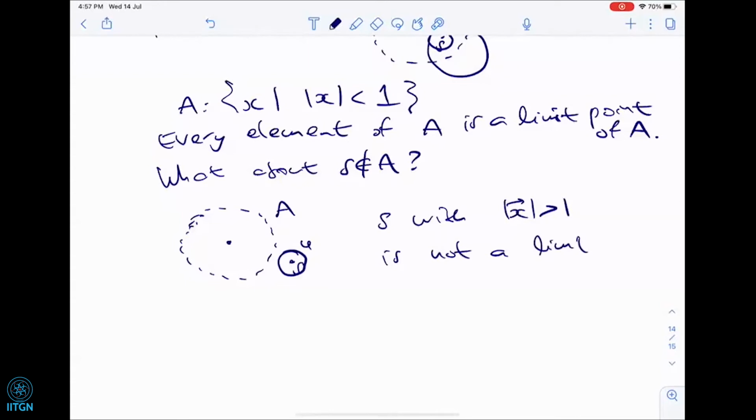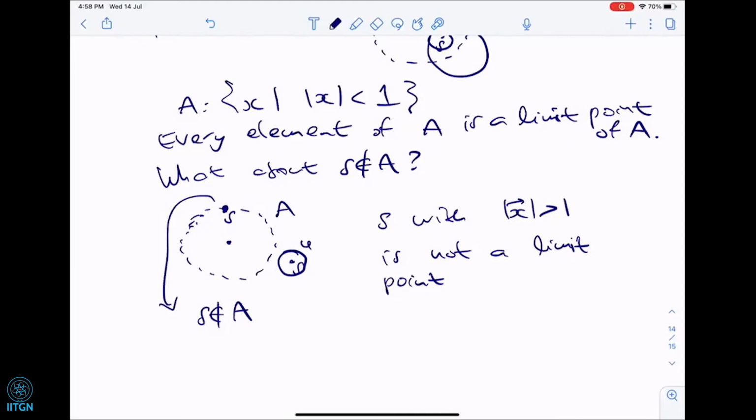So this worked fine. The points inside the disk are limit points, the points outside are not limit points. There was no work required for that. What about points on the boundary? Now comes the fun. If I have a point here, and this S is not in A. This point is on the boundary, but remember, this is the disk with mod x less than 1, not less than or equal to 1. So I chose A wisely to be an open disk. And now S is not in A. But is it a limit point of A?